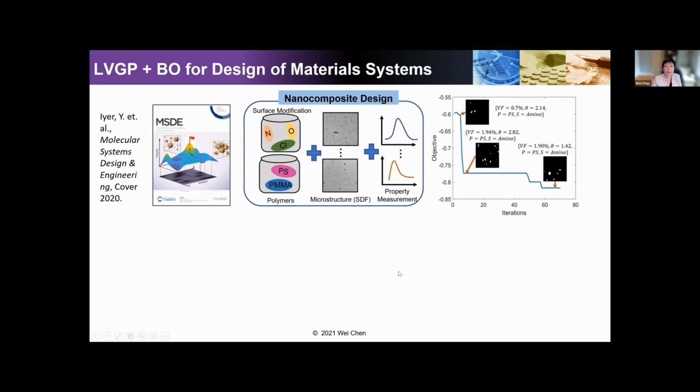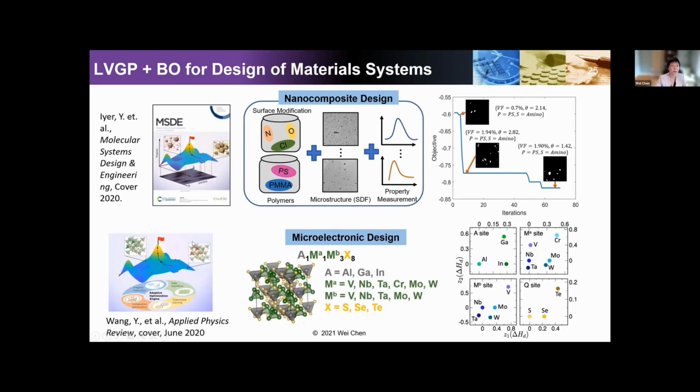So we have tested this method on different material design problems. And here I will just quickly show two examples that happen to both be published as articles in two journals. One is the Molecular Systems Design Journal, another one is the Applied Physics Journal. One is nanocomposite design. Here the problem is, in addition to designing the morphology, which can be represented by the spectral density function, we're also designing the choice of polymers as well as the choice of surface treatment.